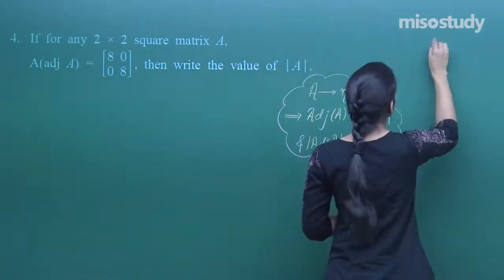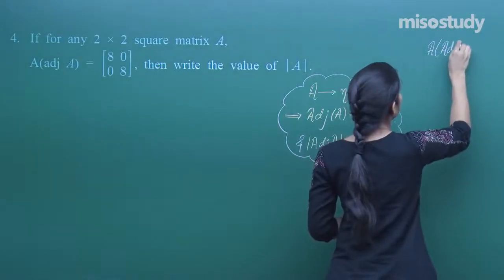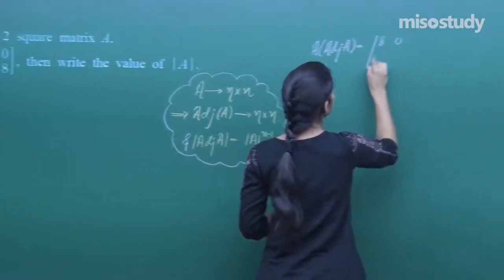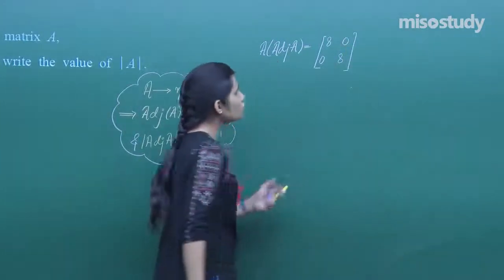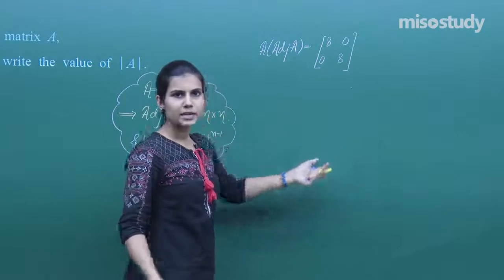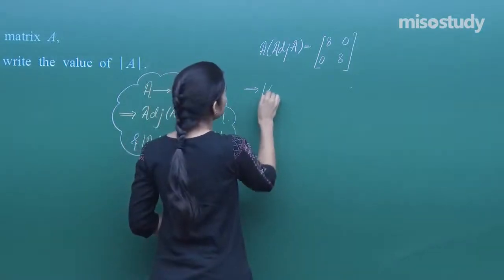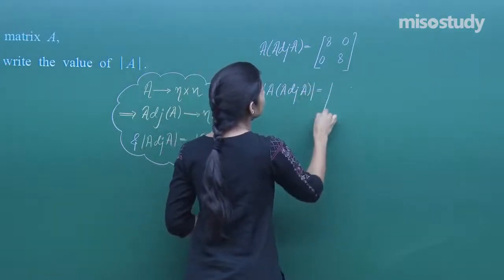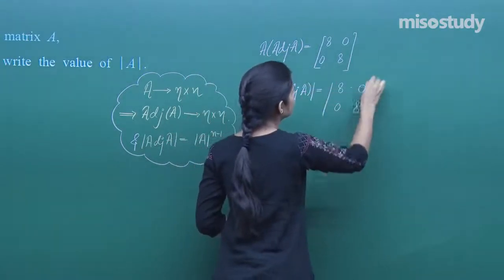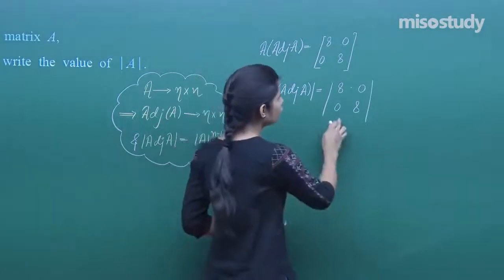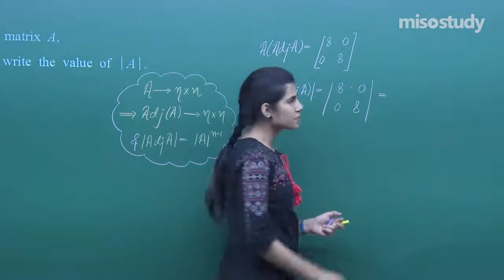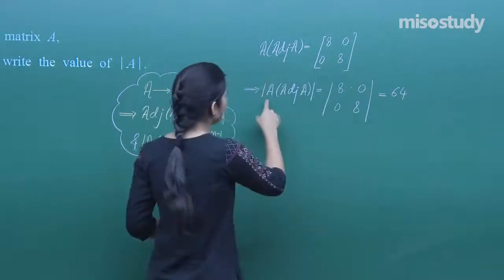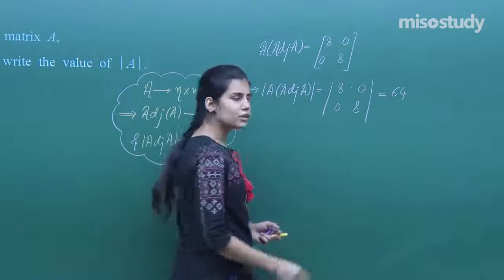Using this relationship, we will be tackling this question. Here we have A into adjoint of A given to be this 2 cross 2 matrix 8, 0, 0, 8. If two matrices are same, the determinants are also same. This implies determinant of A into adjoint of A is equal to the determinant of 8, 0, 0, 8. What is this? 2 cross 2 determinant, product of diagonals minus product of off diagonals, 64 minus 0, that is 64. Now, determinant of A into B is determinant of A into determinant of B.